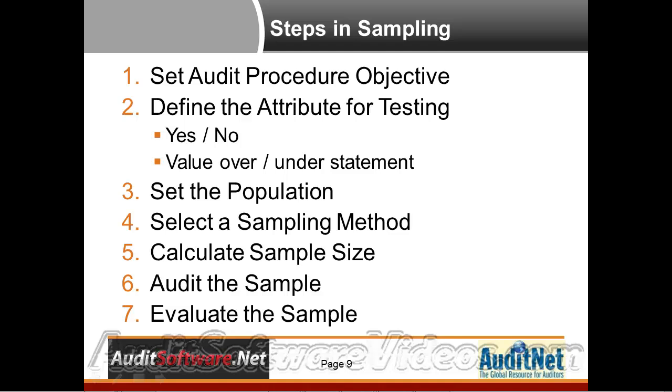And you could set the population, as most people do, as the entire population of, let's say, accounts payable invoices. You could do it for just 1 year and say we're just auditing a year. You could start stratifying that population and saying, anything over a certain amount, we're going to put in one bucket.